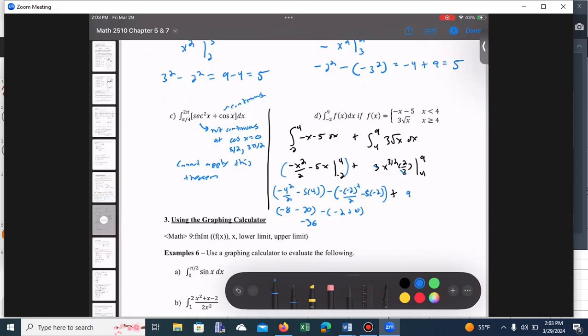So 9 to 3 halves times 2 minus 4 to 3 halves times 2. So square root of 9 is 3, so we're looking at 27, which is 54 here. Square root of 4 is 2, so 8, 16. So this would be 48, 38. So negative 36 plus 38 gives you 2.